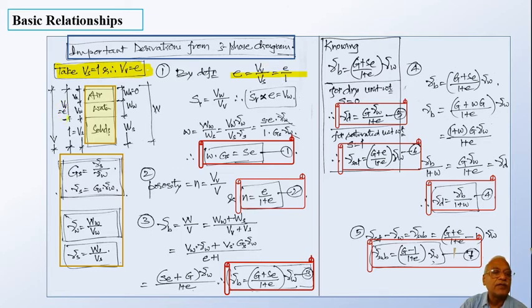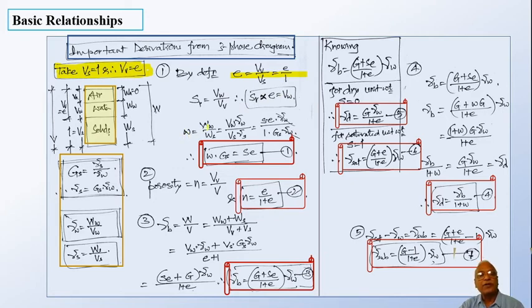So this is the major starting point where V s is assumed to be equal to 1. Because of that, the definition of e itself makes it clear that volume of voids is e. Now you shift to the degree of saturation definition, which is V w by V v. V v is e. Because of that, volume of water becomes S r into e.